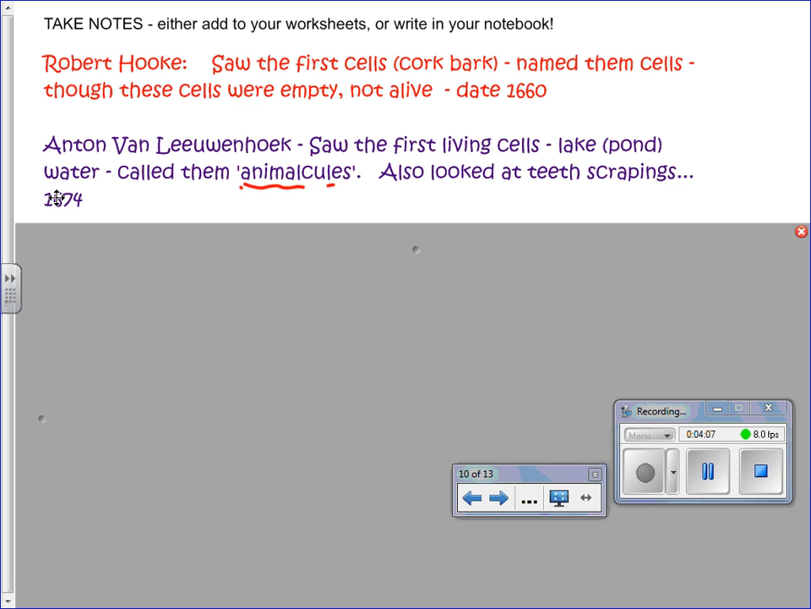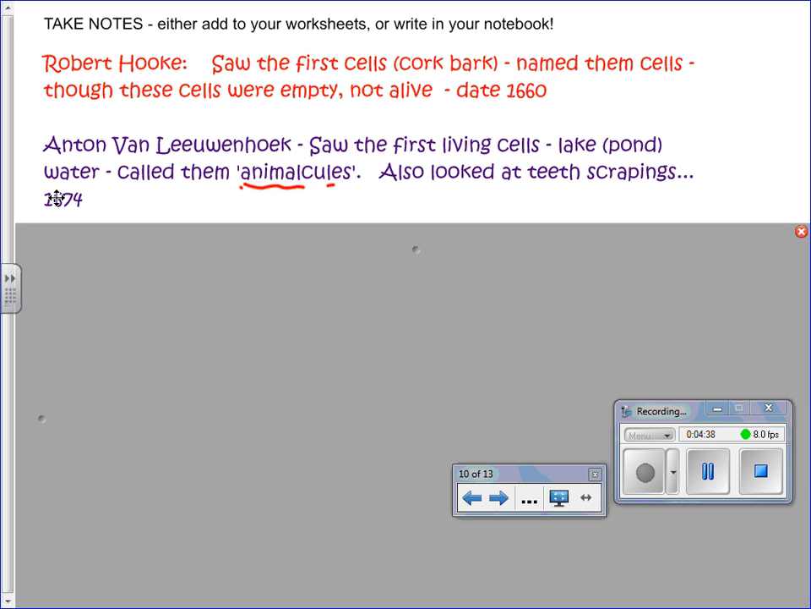He also looked at teeth scrapings, like if you scrape the little plaque stuff off your teeth. He scraped off that and looked at that under a microscope. He looked at everything he could think of under a microscope. You know, bits of food, bits of skin, bits of human tissue. But he did see the first living cells. He also saw the first bacteria, which are much, much smaller, which is what was in the plaque off of his teeth. It's kind of gross. But that's Anton von Leeuwenhoek.